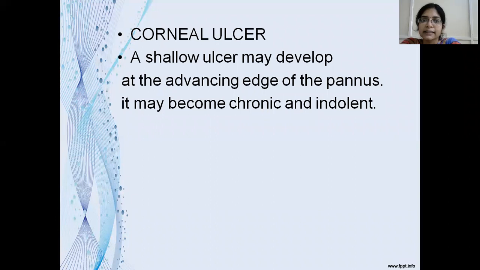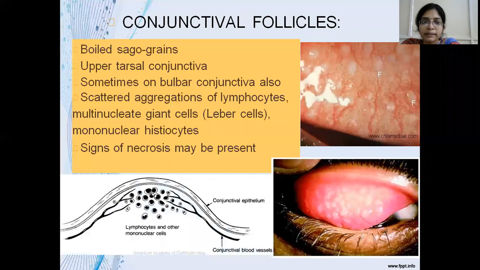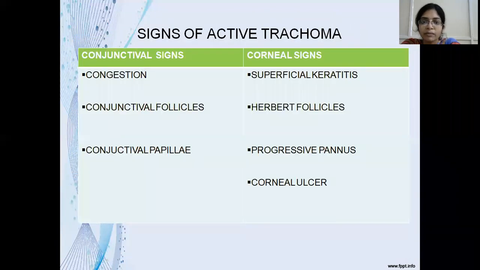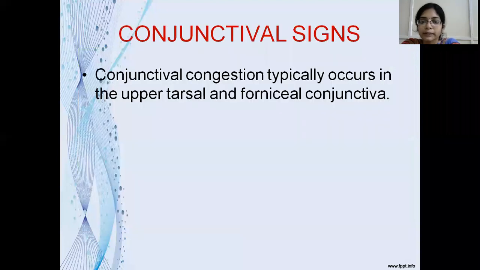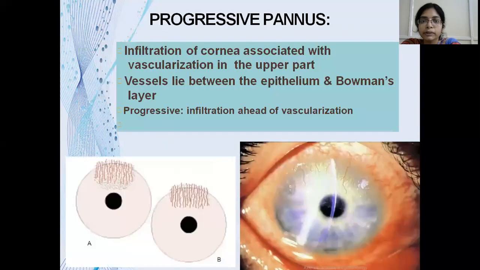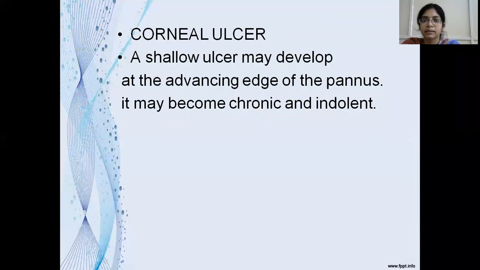Now, what about ulcer? I think we are good with the conjunctival signs. We had congestion, we talked about conjunctival follicles, and we talked about conjunctival papillae. So those are the three signs: congestion, follicles, and papillae. Now coming to the corneal signs, we had superficial keratitis, we had Herbert follicles, and then we had progressive pannus. And suppose the superficial keratitis progresses and the pannus is developing, sometimes an ulcer might develop in the corneal area. So a corneal ulcer might also develop.